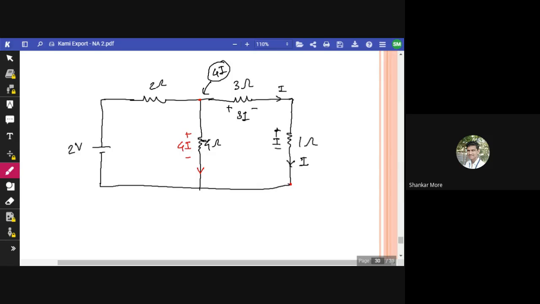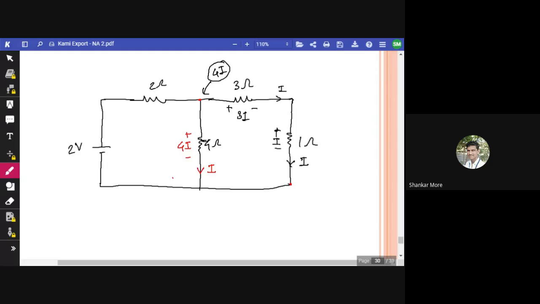It should be I, isn't it? 4i divided by 4. What is the voltage? 4i. What is the resistance? 4. So V divided by R is equal to I. So 4i divided by 4 is equal to I. That means I current is flowing through this branch also.